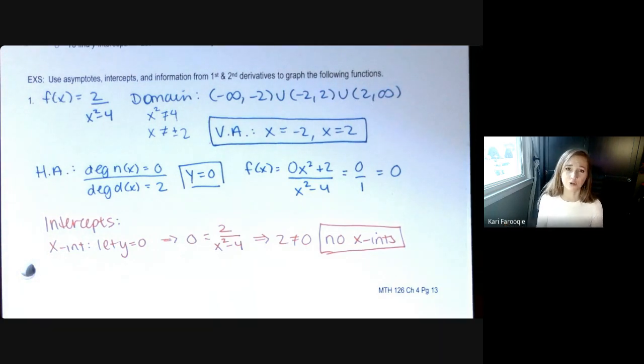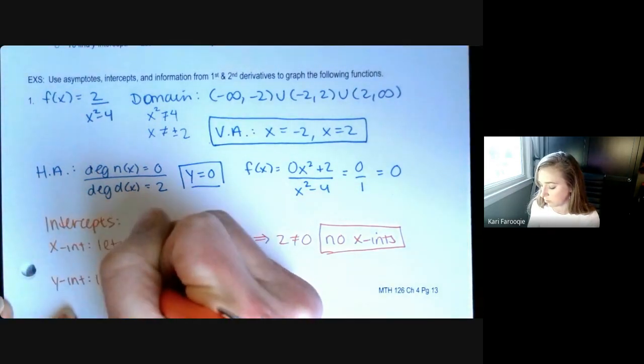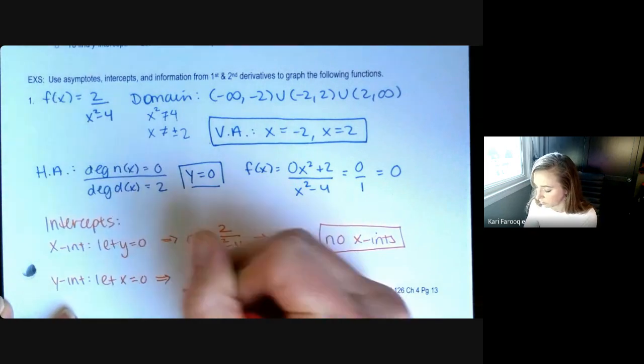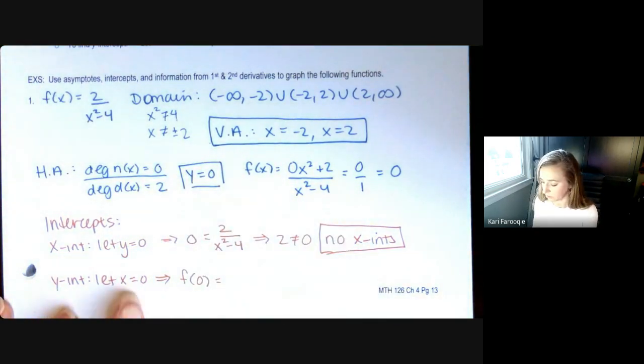It's not the end of the world, but it's really nice just to have a couple points you can put on the graph. Maybe we'll get a y-intercept. Let's see. So to find the y-intercept, we'll let x equal 0. And when we let x be 0, we're looking for f of 0. F of x, f of 0.